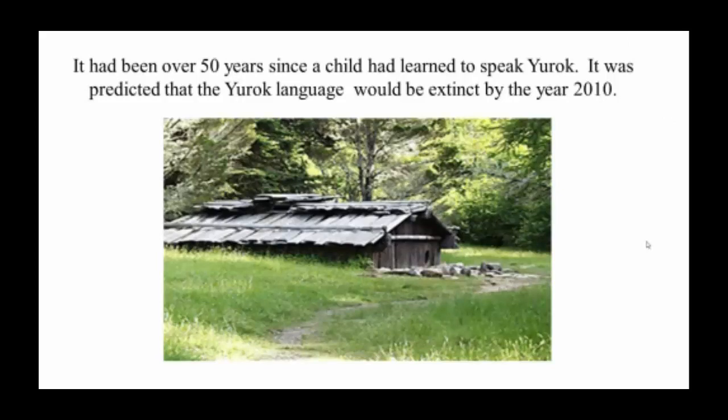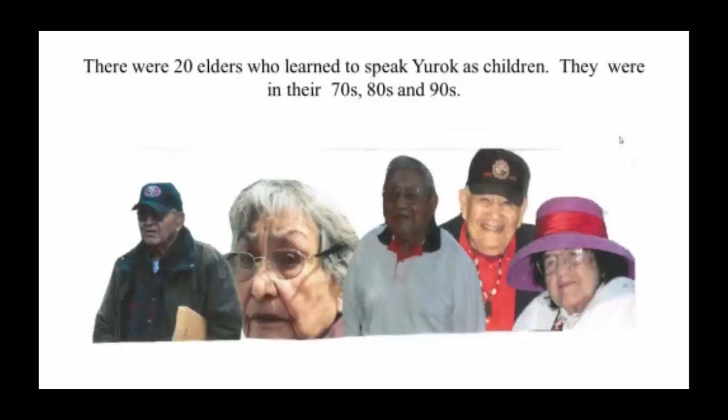It had been nearly 50 years since a child had learned to speak the language, and it was predicted that Yurok language would be extinct by the year 2010. Okay, there were 20 elders, as I said, who learned to speak as children, but they were in their 70s, 80s, and 90s, and they were speakers, but they weren't teachers.